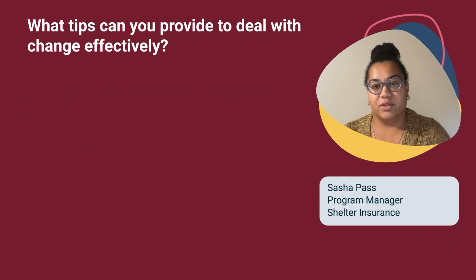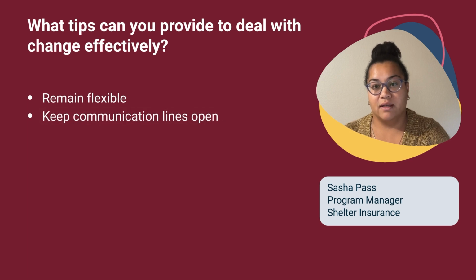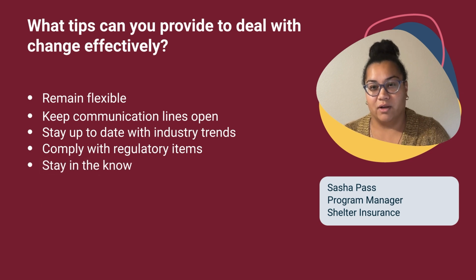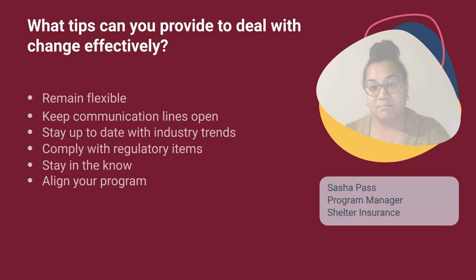To effectively deal with change, you need to remain flexible and keep the lines of communication open and stay up to date with industry trends. So in my area, we have regulatory changes, and of course, those come above any program, any strategic item that we have. We need to make sure we're complying with regulatory items. So stay in the know with what's going on in your industry, in your company, with your program, strategic goals, and make sure that your program aligns with that. Or if it doesn't, reevaluate the program.